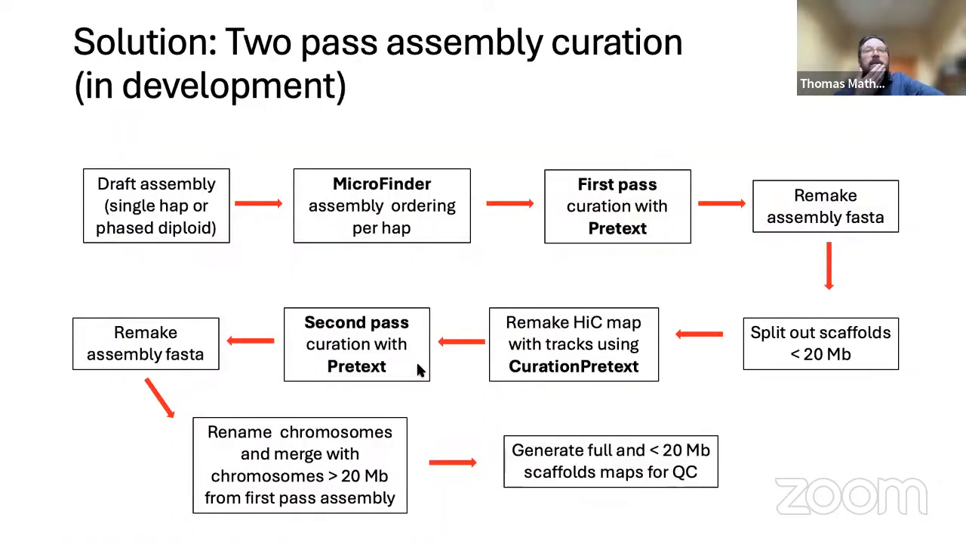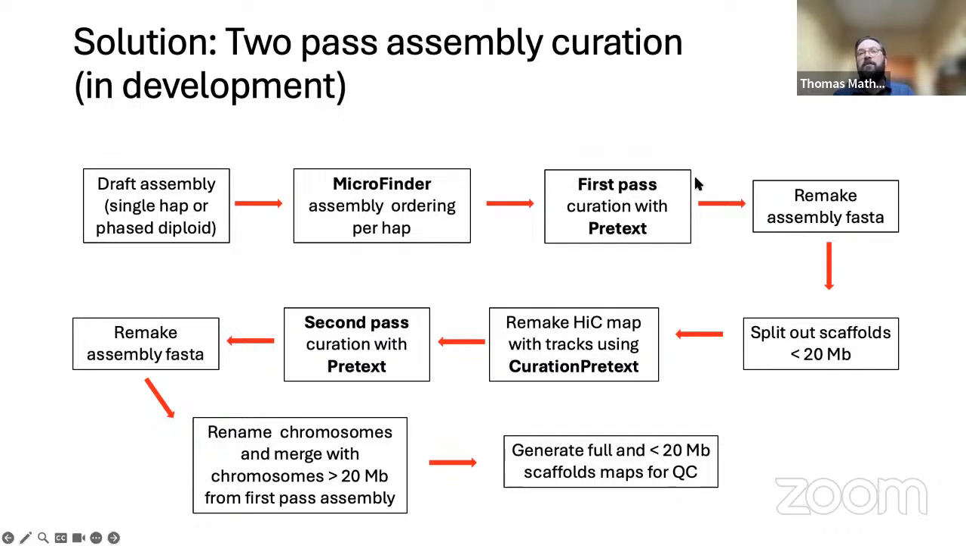So to solve this, what I've developed, this is brand new. What I will do after the workshop, we're in the process of generating a bunch of scripts to make this easier for people to do, and I'll email round information on that once it's sorted out. But at the minute, we're doing it roughly by hand. The idea is you take your draft assembly, that could be a single haplotype assembly or a phased diploid assembly. We run Microfinder on each of the haplotypes to order the assembly, and then we take that ordered assembly and do an initial curation.